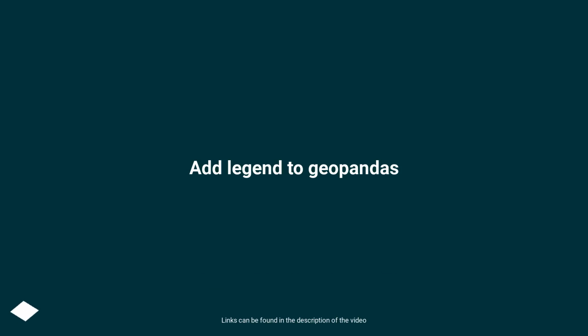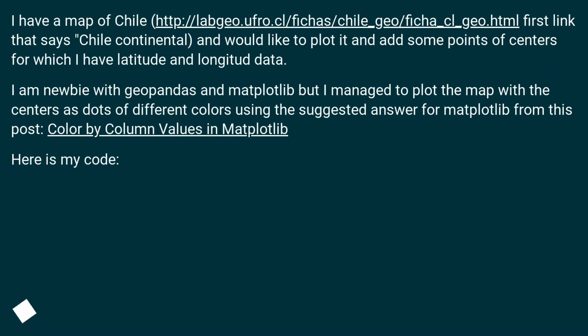Add legend to geopandas. I have a map of Chile, this URL, first link that says Chile continental, and would like to plot it and add some points of centers for which I have latitude and longitude data.